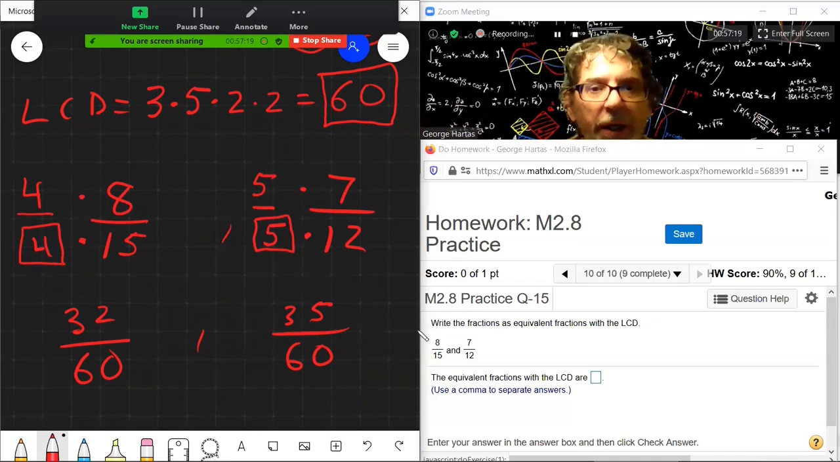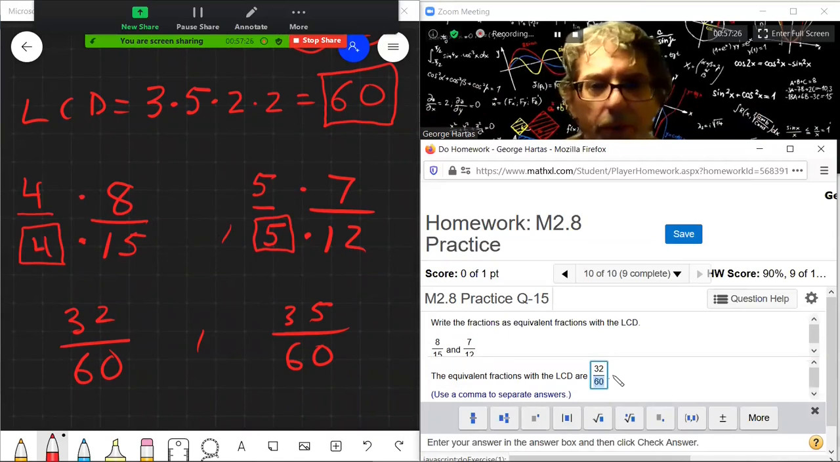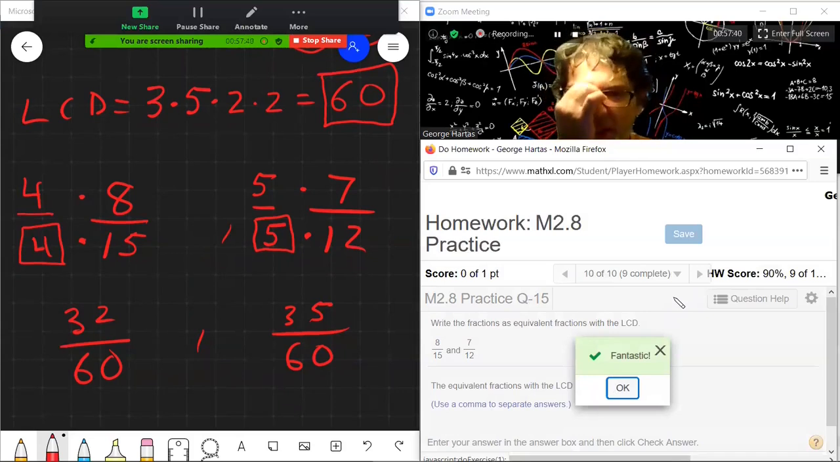All right, let's put that in here and see what happens. So they want this with commas in between. So right arrow to bring your cursor back up, comma, 35/60. Okay, so there it is. So this is how you perform the process of least common multiple and also finding the LCD.